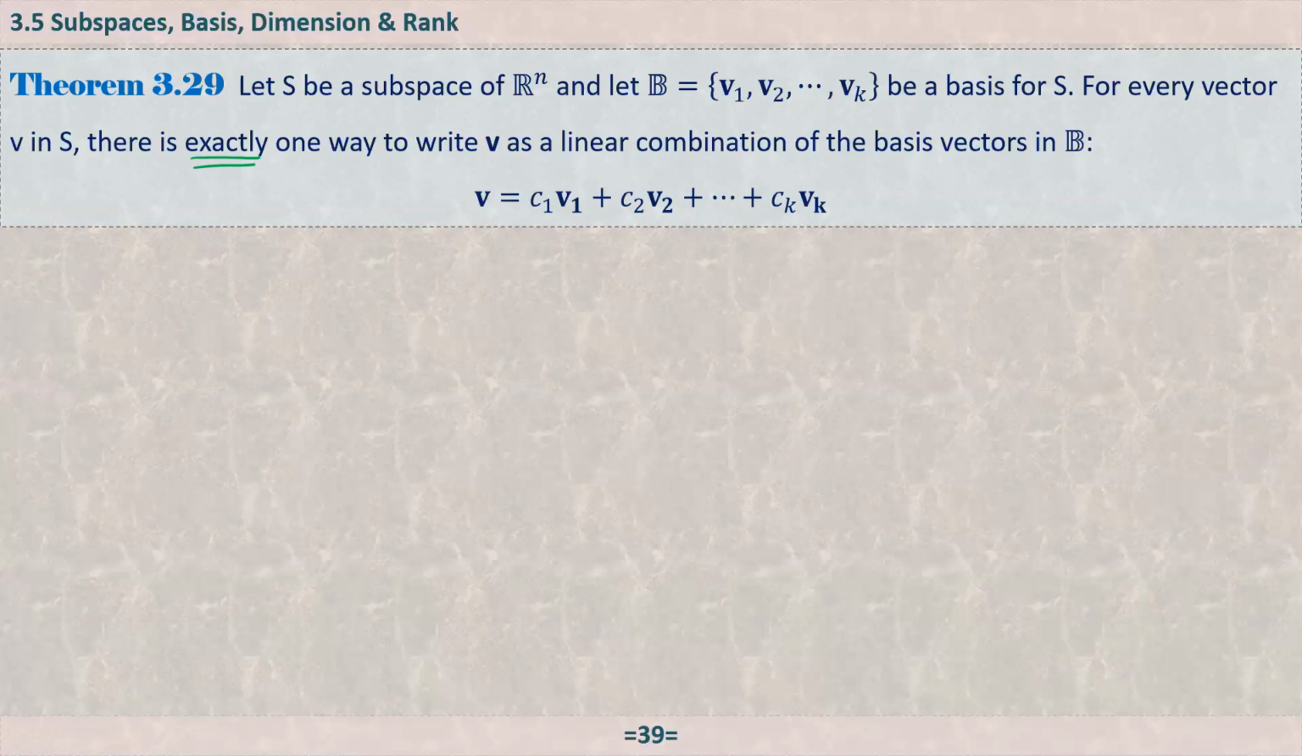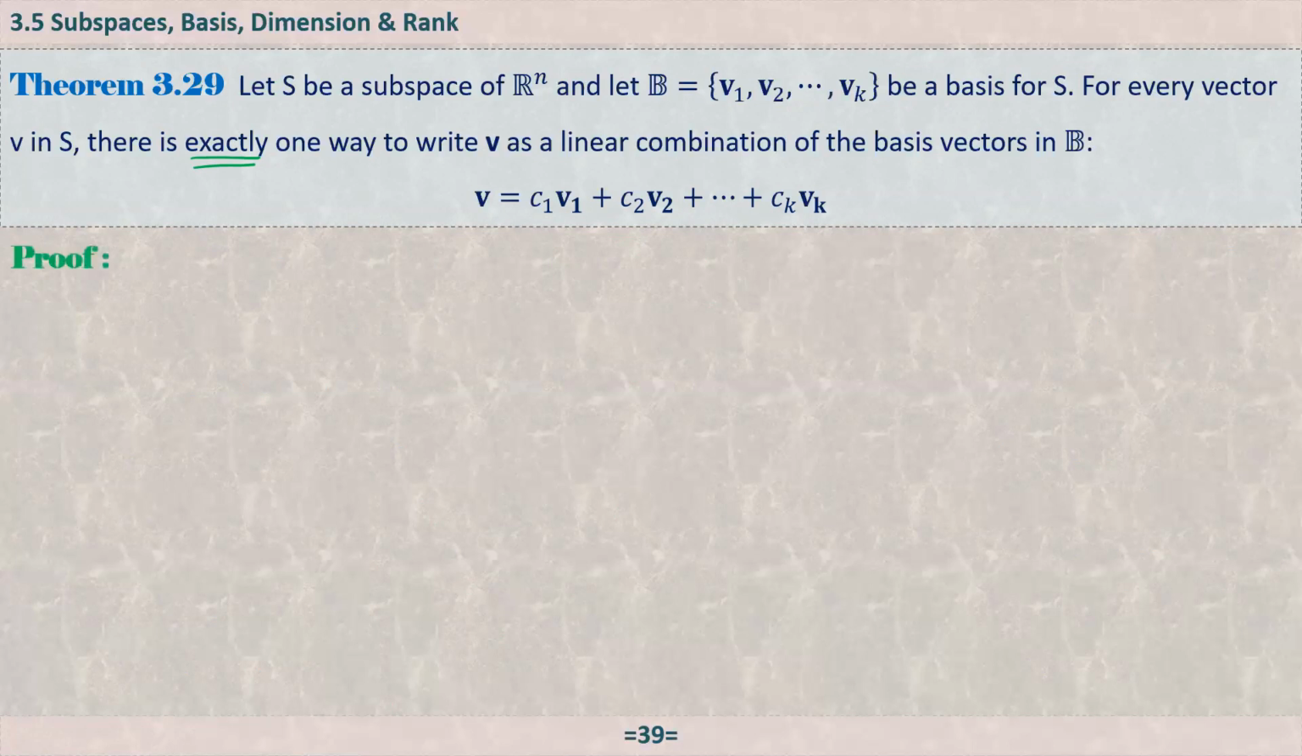And you may think about how many different ways we can write any vector from S as a linear combination of these vectors v1, v2, vk. This theorem is saying that there is only one, unique way. You cannot show it in a second, different way.